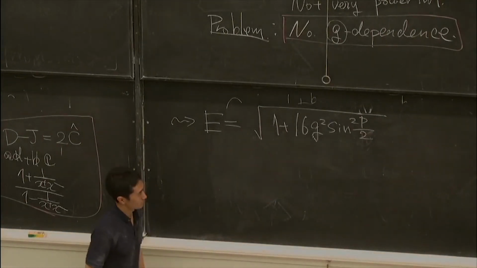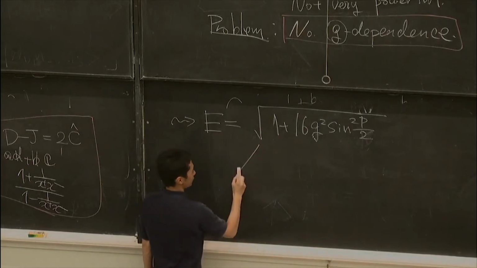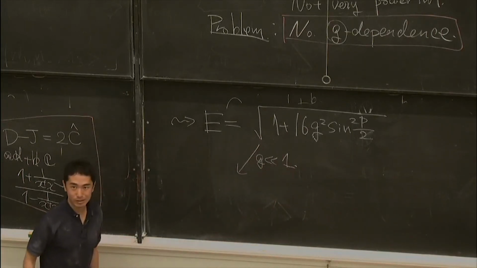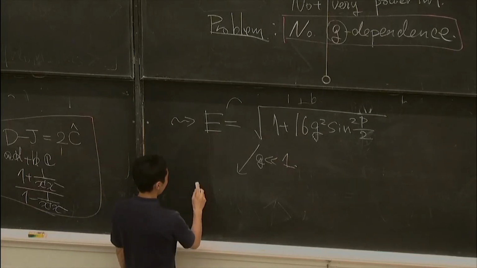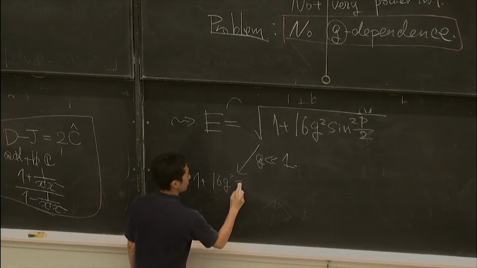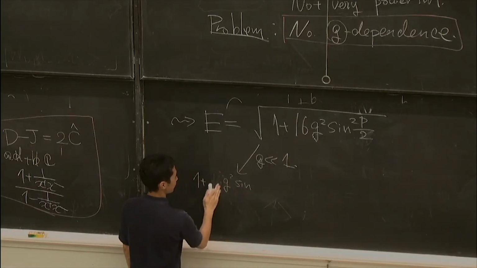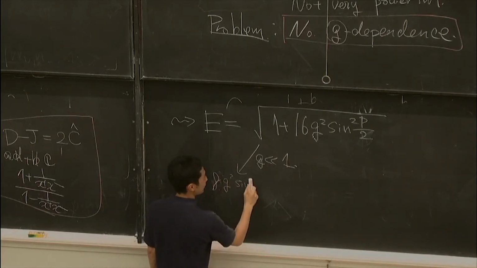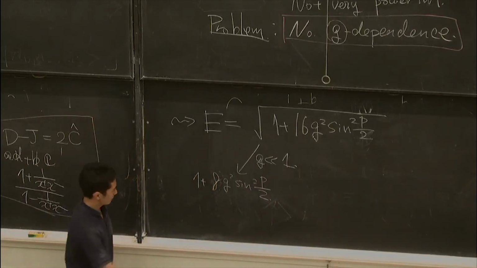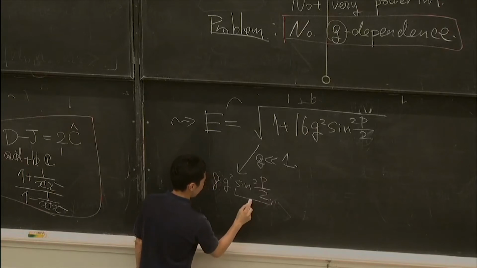And this actually has several nice features. For example, firstly, when g is very small, namely if you're at weak coupling, you get 1 plus 8 g squared sine squared of p over 2. But this sine squared is, of course, the same as 1 minus cosine p.